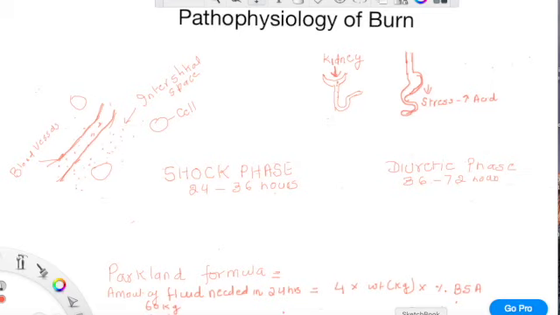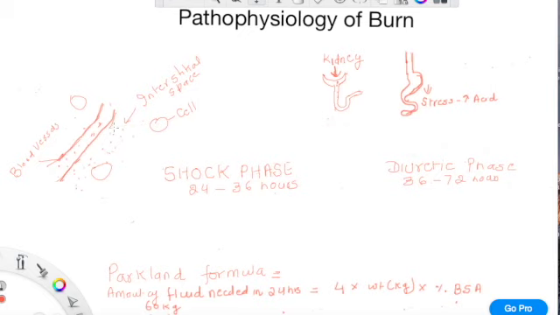Today I am going to talk about the pathophysiology of burn. So we'll start with the body compartments. What happens during the burn? If we revise our body compartments, we have two compartments. One is the intracellular space, and then we have the extracellular space. The extracellular space has blood vessels and interstitial space. So this is blood vessels, interstitial space, and these are the cells.